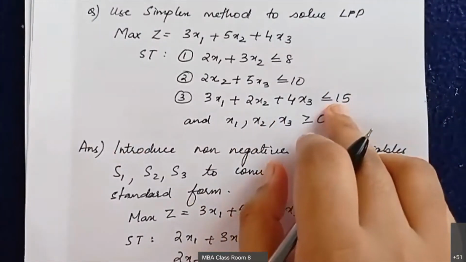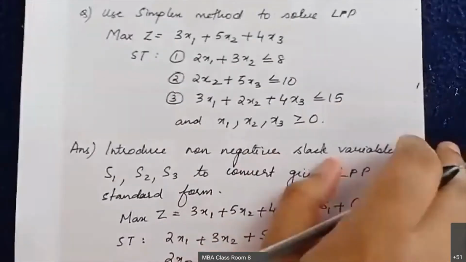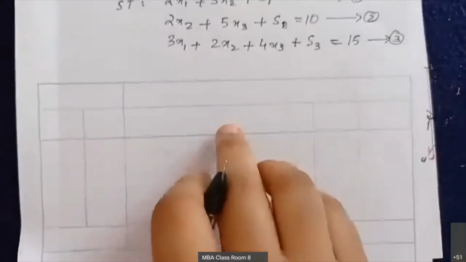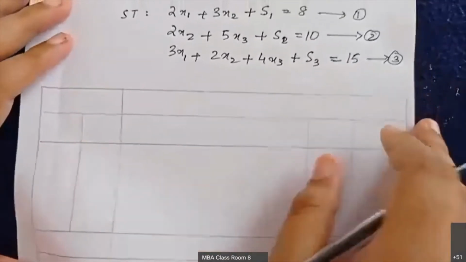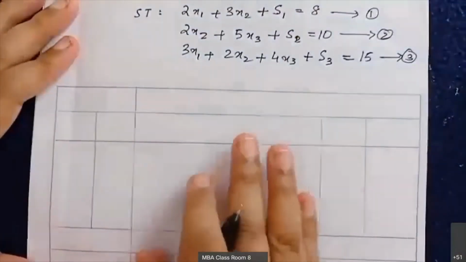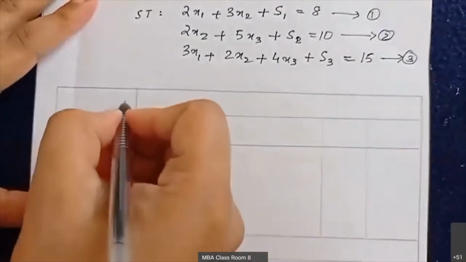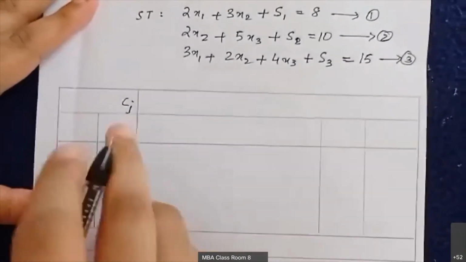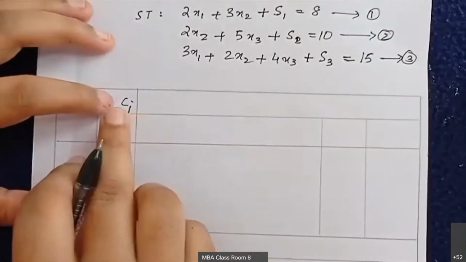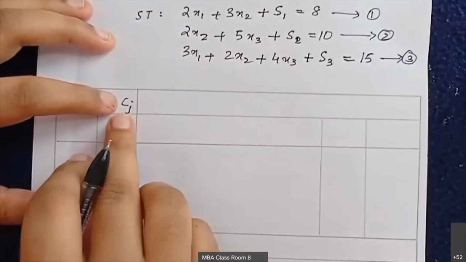Next, what I will do is, this is called a simplex table. I'm going to introduce all these values into this table. I'll show you how. The first row we will have something called CJ. CJ means these are going to be the coefficients of the objective function.